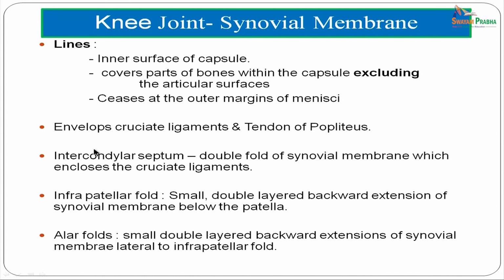The intercondylar septum, as we have seen in the picture in the previous slide, is a double fold of synovial membrane which encloses the cruciate ligaments. The infrapatellar fold is a small double-layered backward extension of the synovial membrane below the patella, and alar folds are small double-layered backward extensions of synovial membrane lateral to the infrapatellar fold on either side.